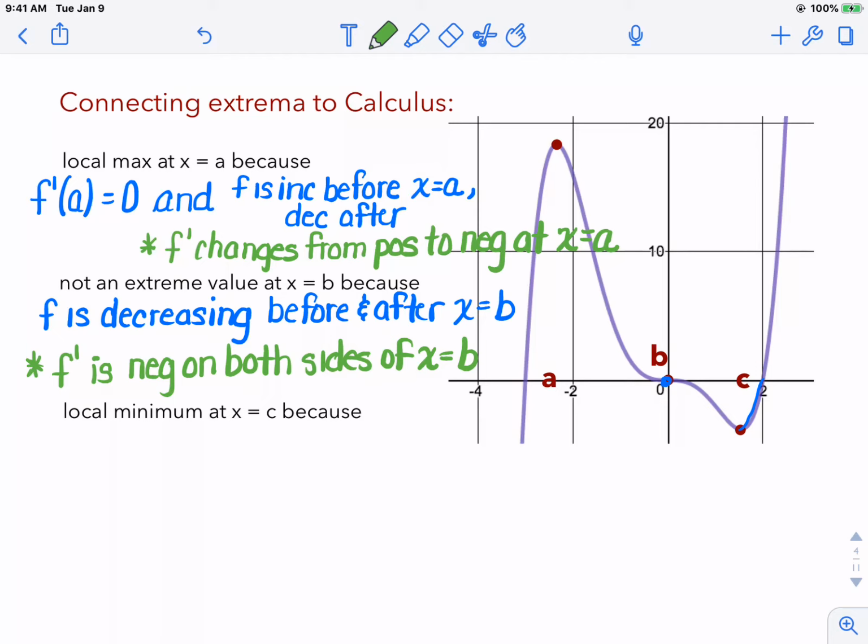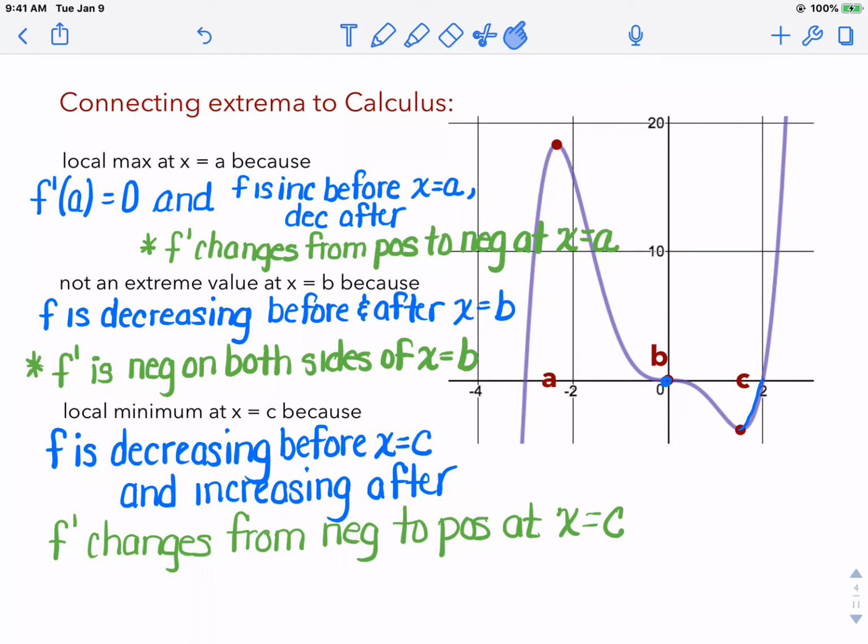So pause the video for just a second, see if you can come up with a way for how we might explain that c is a local minimum both in algebra and in calculus. What you want to be sure that you included is very specific things about f or f prime and at what locations. So we can't just say f prime changes. We can't just say because it changes. We need to be specific about what we're talking about.